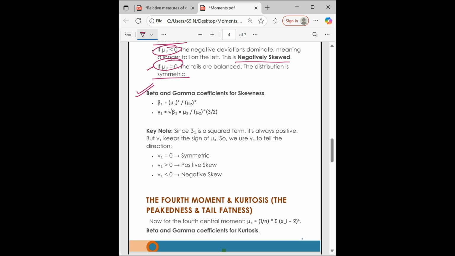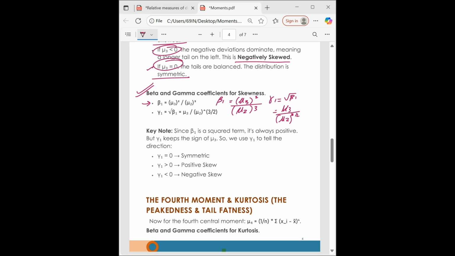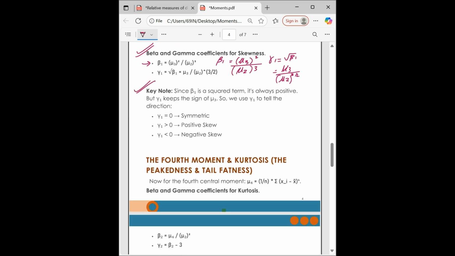Here, as you can see, beta 1 is equal to mu 3 whole square by mu 2 whole cube, and gamma 1 is equal to root beta 1, which is equal to mu 3 by mu 2 to the power 3 by 2. Okay, now we have a key note here. Since beta 1 is a square term, it's always positive. But gamma 1 keeps the sign of mu 3. So we use gamma 1 to tell the direction.